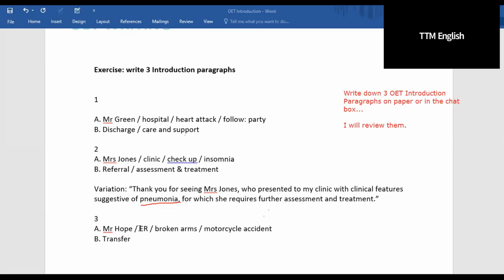Seems good to me. Danielle, I'm writing to refer Mrs. Jones, who was symptoms suggestive of insomnia and now requires further assessment and treatment. Okay, that's good. Put some of these on the board.